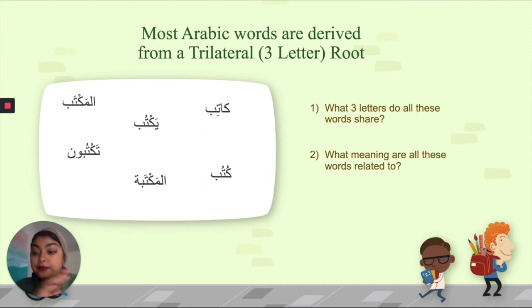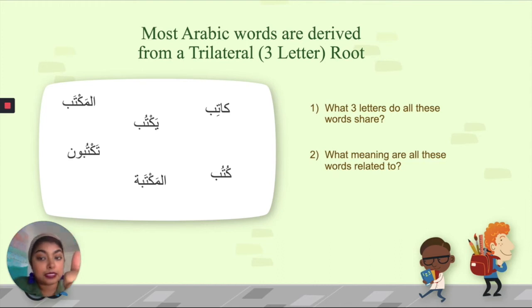Okay. So let's look at the words we have: كاتب, يكتب, المكتب, كتب, المكتبة, تكتبون. So you look at all of these and say, what are the three letters that are in every single one of these words? The three letters that are in all of these words.